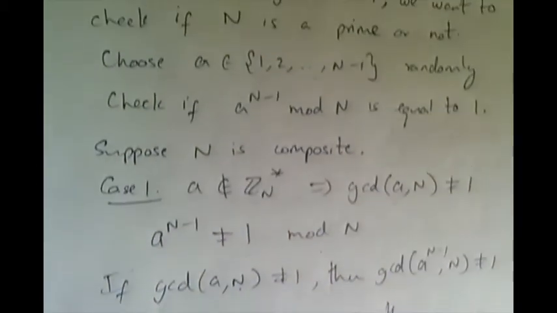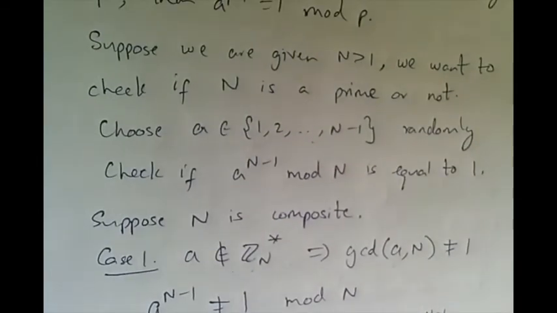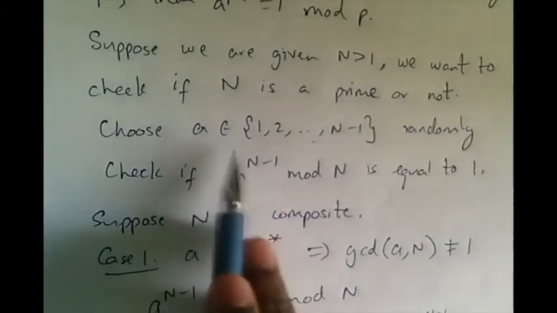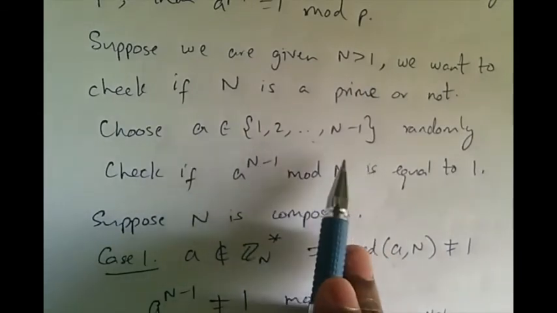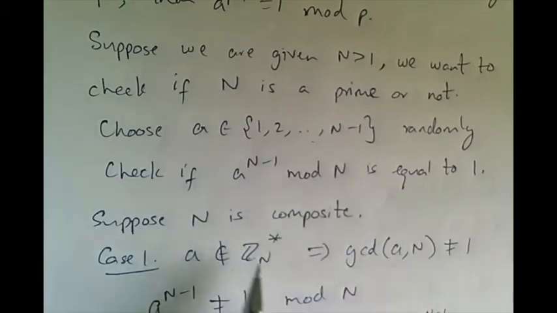So what was our strategy? We're given an integer n. The strategy we're going to use is we'll just choose some random integer A from 1 to n minus 1, and we calculate A raised to n minus 1 mod n and check whether it is equal to 1.